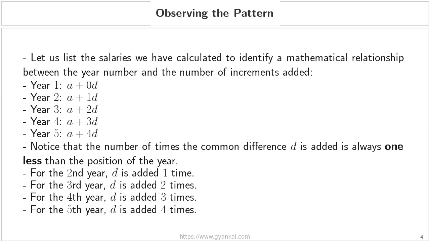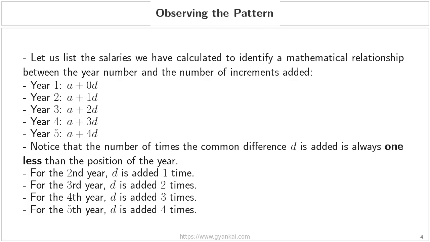Now take a close look at the numbers. Do you see the pattern emerging? Notice that the number of times the common difference, d, is added is always exactly one less than the position of the year itself. For example, in the second year, d has been added only 1 time.